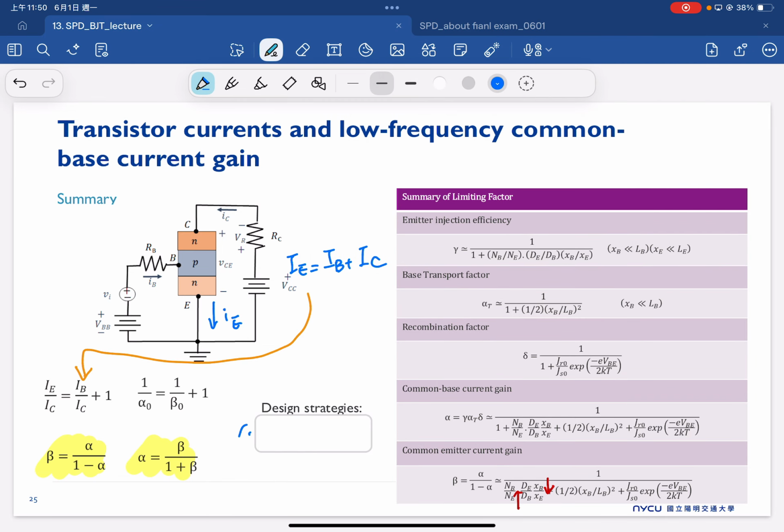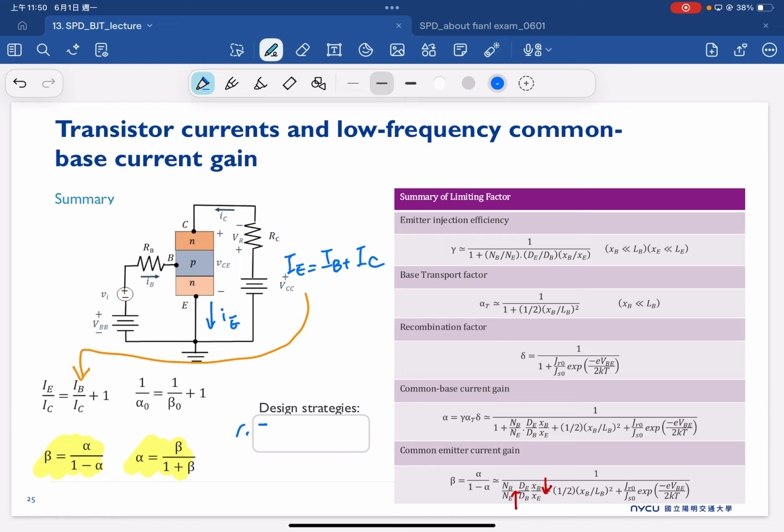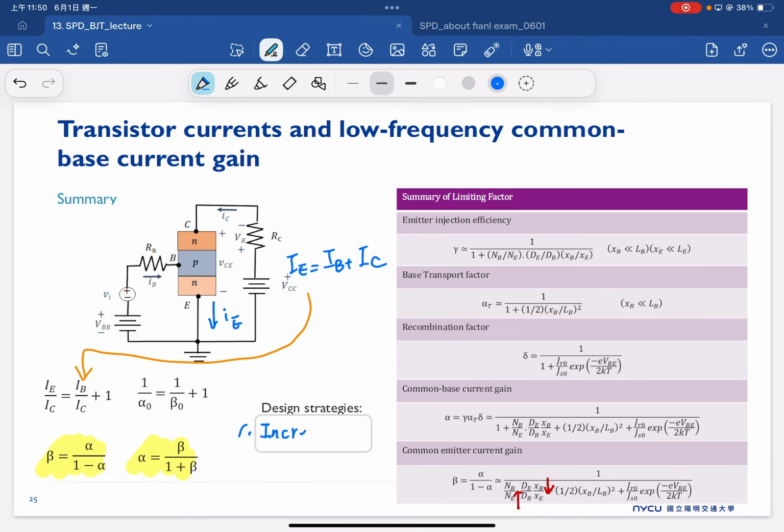Either we increase the emitter concentration, and second, we make the base width smaller, so that's a decrease in base width. That's how we can make our BJT have a very good current gain here. So that's why we spend this effort on this equation.